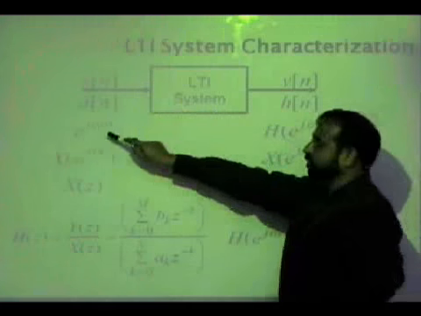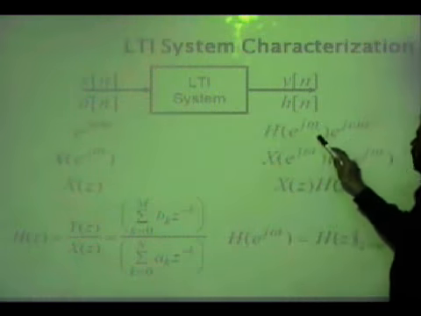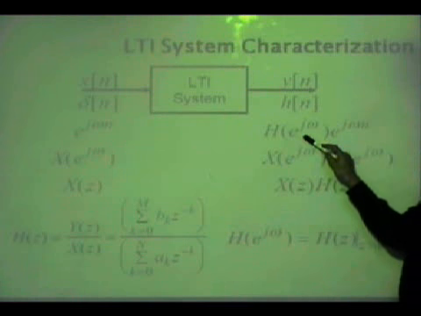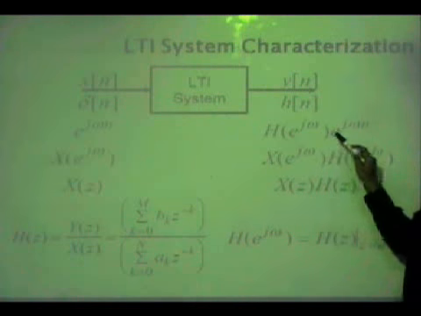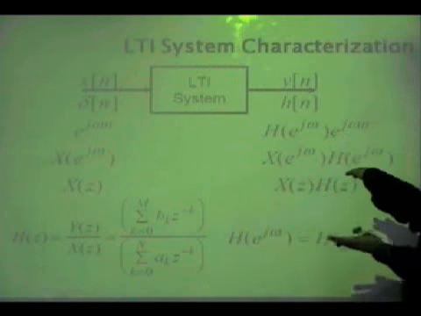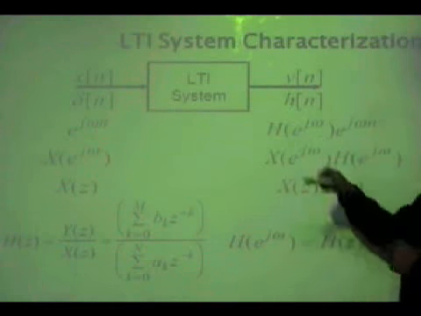Frequency response is this: if you input exponential j omega n, then the response you get at the output is the same exponential j omega n multiplied by a constant H of exponential j omega for a particular frequency. So a complex exponential will change in its magnitude and phase after going through an LTI system.